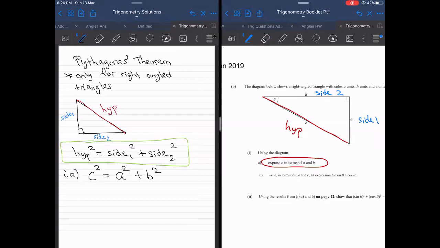So when they ask you to express C in terms of A and B, that's what we were supposed to do. To say the hypotenuse squared is equal to A squared plus B squared.